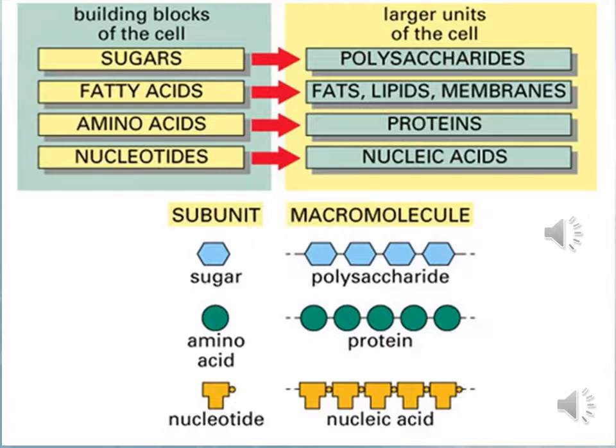If the polymer is protein, what's the building block? Good job, amino acids. Remember, amino acids come together to make peptide bonds, and that forms a protein. If nucleotides are the building block, what is the larger unit? Good job, that's a nucleic acid, such as DNA or RNA.